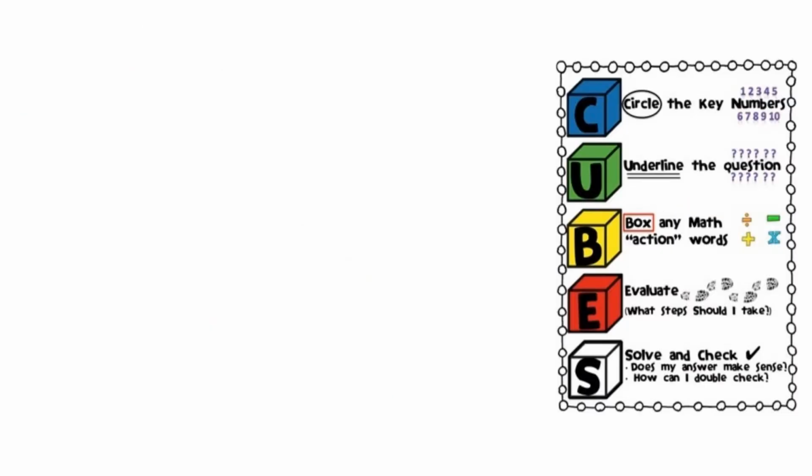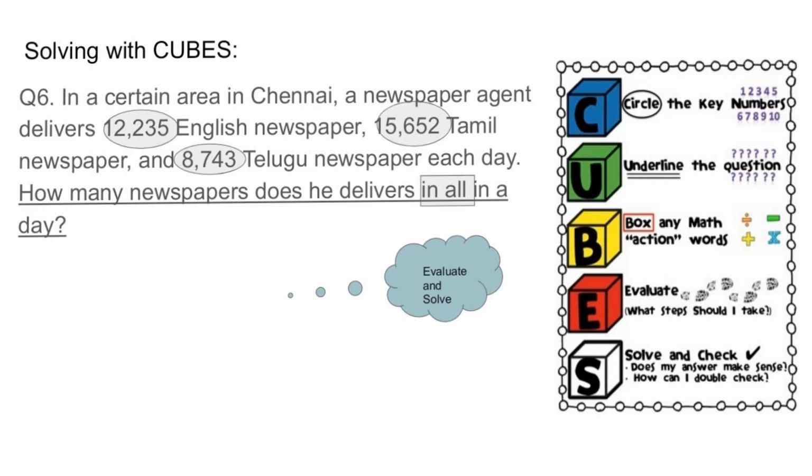Let's take an example and see that. In a certain area in Chennai, a newspaper agent delivers 12,235 English newspapers, 15,652 Tamil newspapers, and 8,743 Telugu newspapers each day. How many newspapers does he deliver in all in a day?